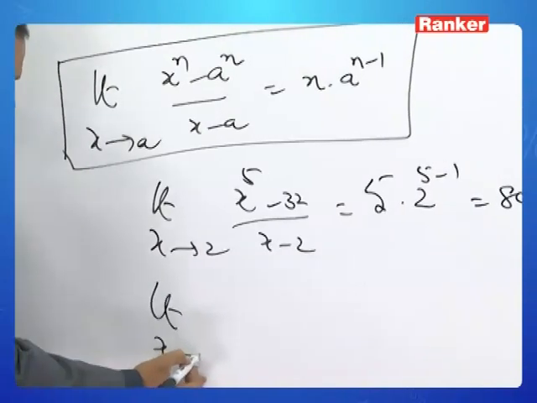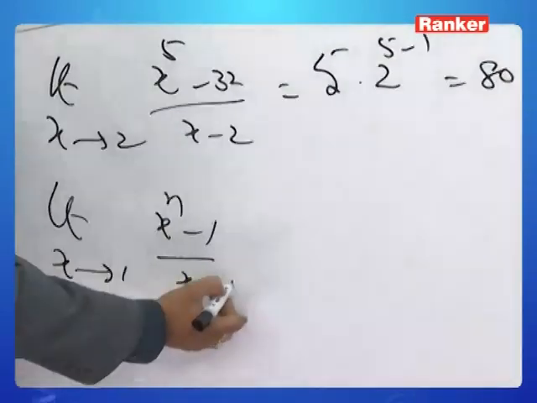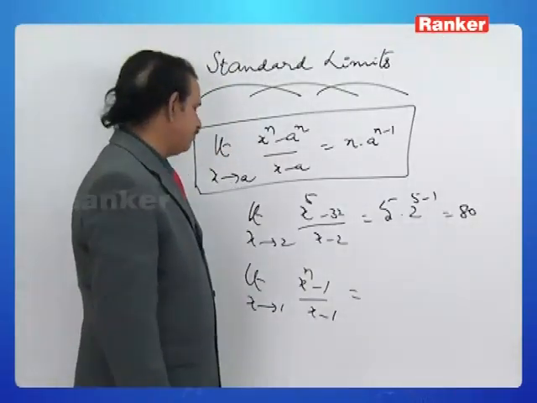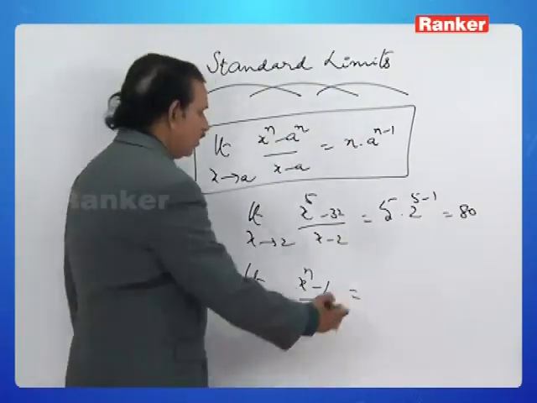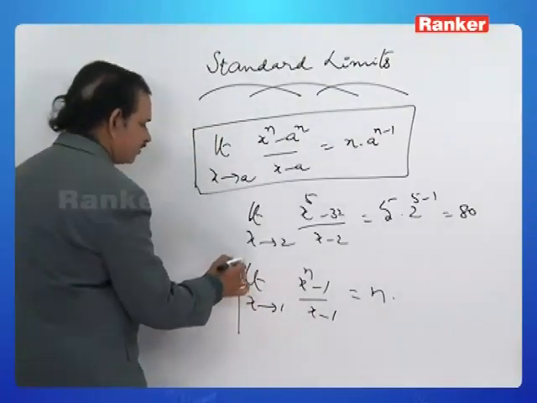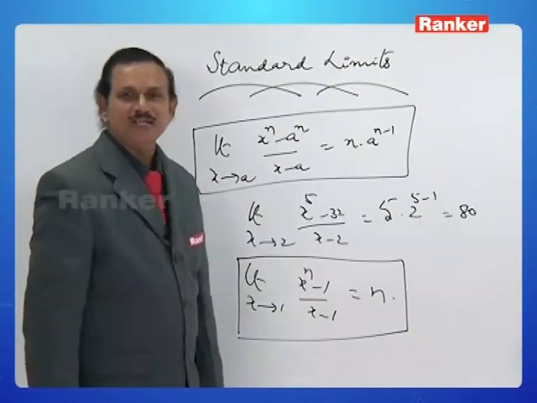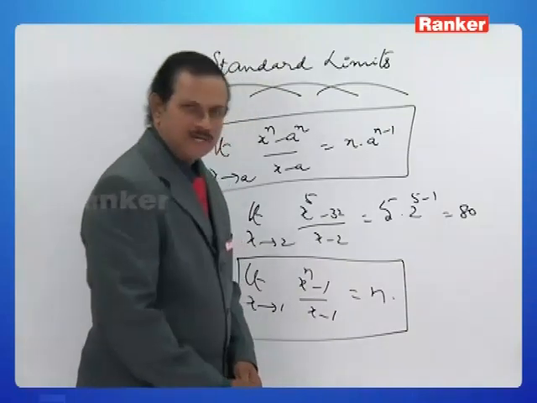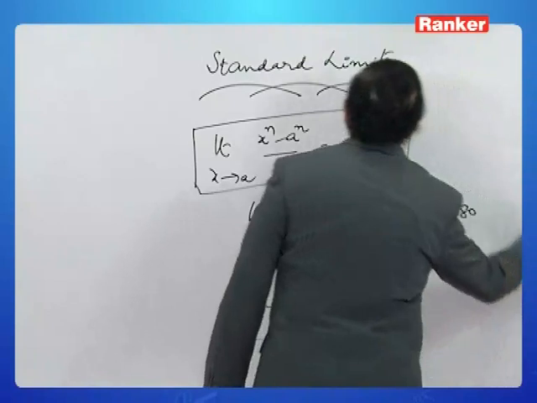Limit as x tends to 1 of (x^n minus 1) by (x minus 1). Come on, what will be the answer? In the place of a we are having 1. 1 power anything is 1. Hence only n will occur. So limit as x tends to 1 of (x^n minus 1) by (x minus 1) is just n. Well, let us observe some more applications of these two limits.